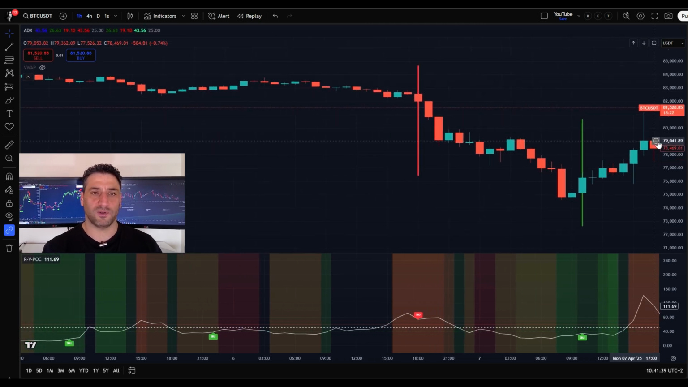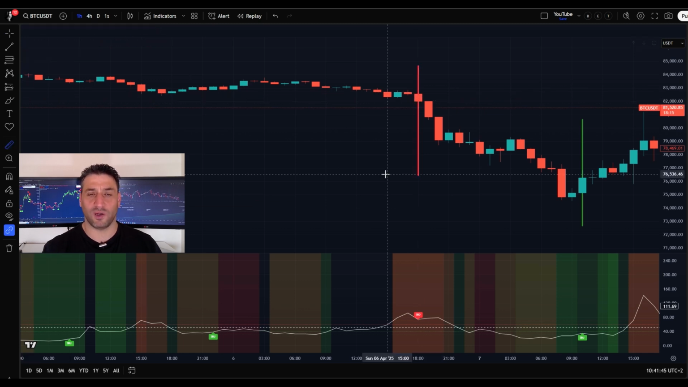Let's start on April 6th at 12. The RSI climbs into the overbought zone above 70. You can see the red background warming up. Then it crosses below the POC line, triggering a SBD label for strong sell. The background turns red, signaling a potential reversal.